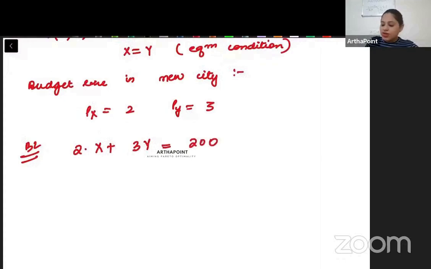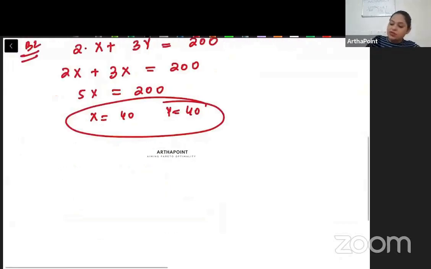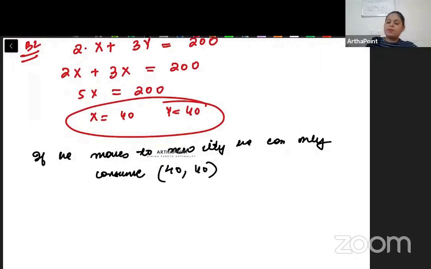So I will have 2x, and since x and y are equal, plus 3x is equal to 200. Which means 5x will be 200. So x will be 40 and y will also be 40. So please write down the statement that if he moves to the new city, he can only afford 40 units of each good.